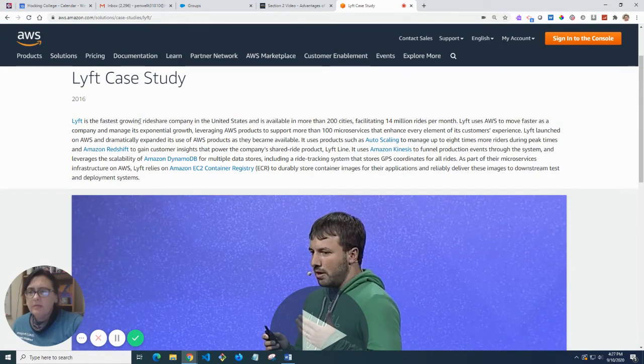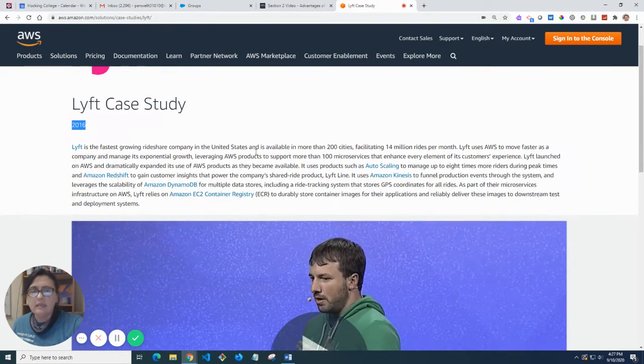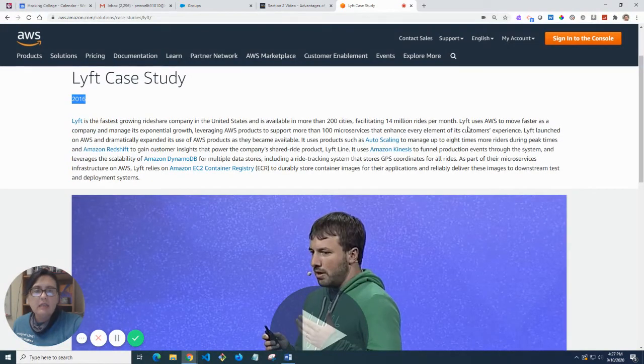So, as you probably know, Lyft is a rideshare company in the United States, in more than 200 cities. This, again, was in 2016. And Lyft uses AWS to move faster as a company and manage its exponential growth, leveraging AWS products to support more than 100 microservices that enhance every element of the customer's experience. Because you've got to remember, whatever your business or service is, your end customer is what's going to help make it succeed or fail miserably.